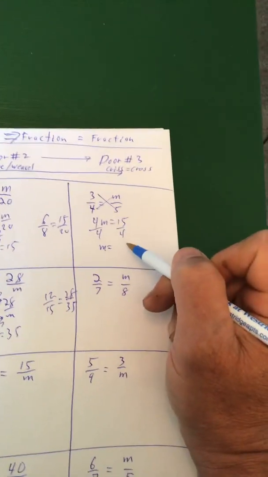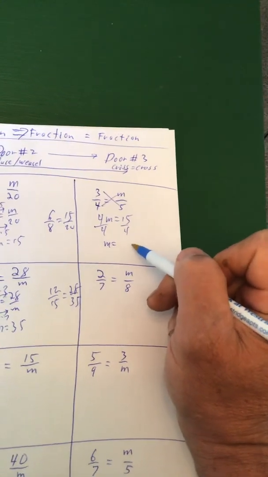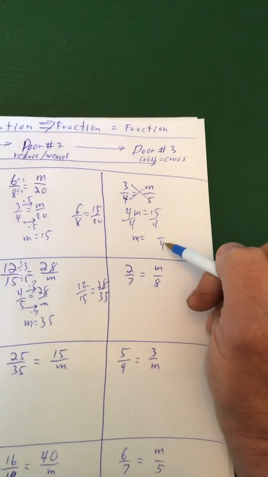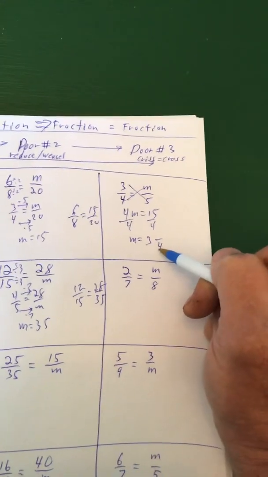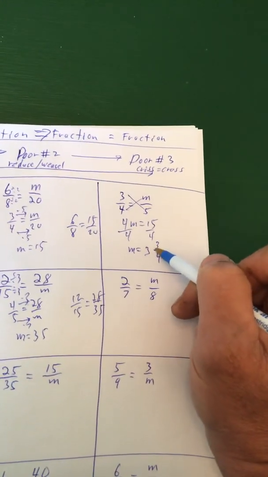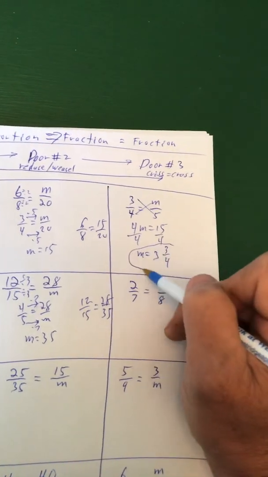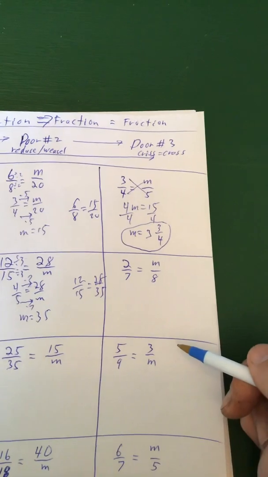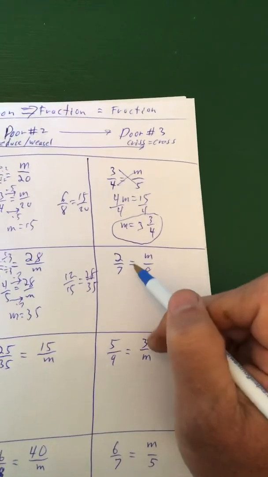And just write your mixed number. Don't worry about giving me the decimal, just write your mixed number. The 4 stays 4. That's the easiest thing. So 3 times 4 is 12, and 12 plus 3 is 15, and there's your answer. M is 3 3/4. So we'll try another one here.